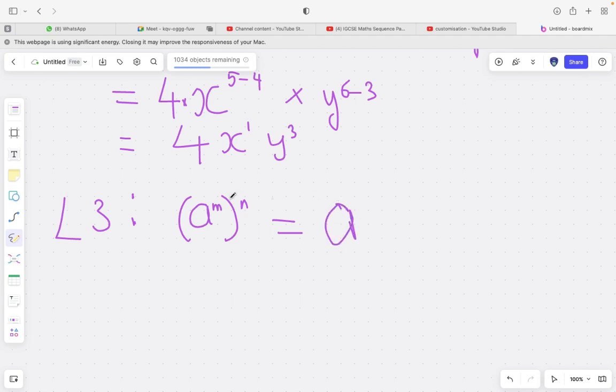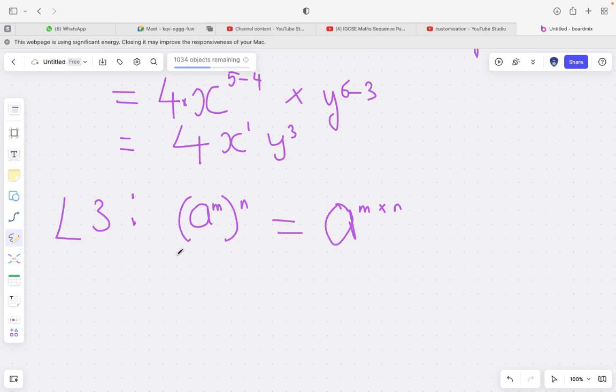Now because of this bracket, this power will multiply themselves, m times n. Okay? So this is the third law. Now let's give a simple case to showcase this.